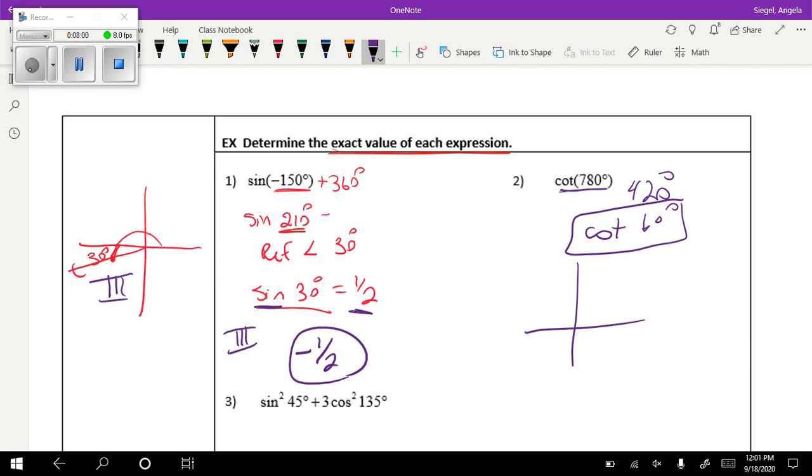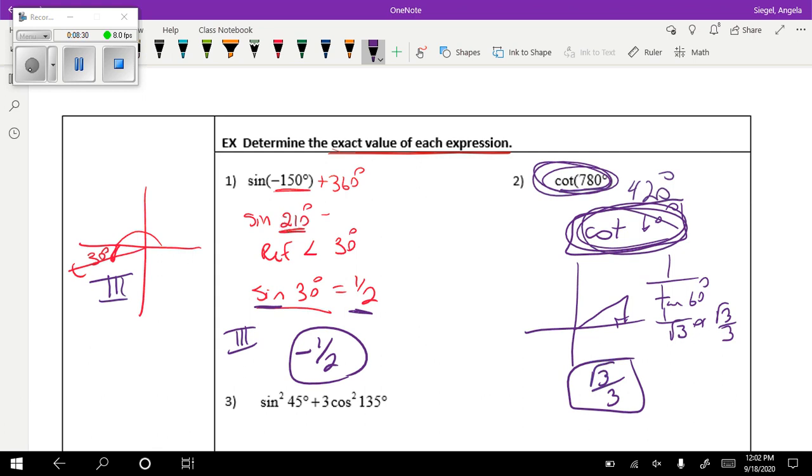Let's put this into perspective. I'm in that first quadrant, so I know it's going to be positive. Cotangent is 1 over the tangent of 60 degrees, and the tangent of 60 degrees is the square root of 3. So it's going to be 1 over the square root of 3, or square root of 3 over 3. So my final answer is square root of 3 over 3. Notice that this and this are going to be the exact same answer. That's how we can do that with our special angles.